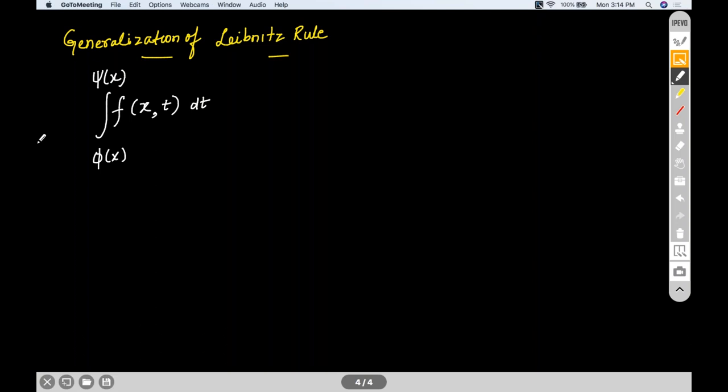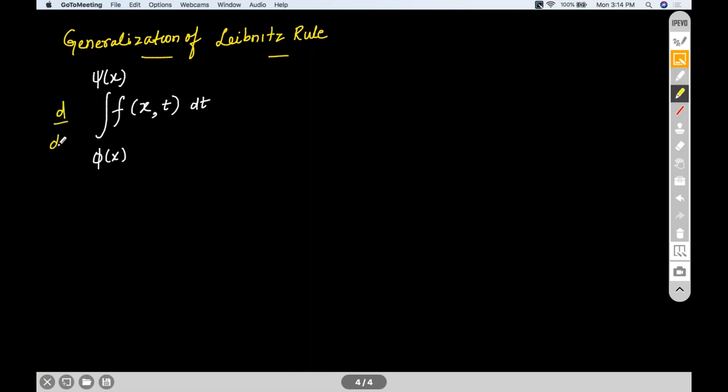Are you getting my point? Integration is happening with respect to t, not x. So while the process of integration is happening, x would behave like a constant, because it is being integrated with respect to t. So t is a variable here. But remember, your upper and lower limits are functions of x, phi x and psi x. That means after integrating, wherever you see the t, you have to put these functions of x in place of it. So overall, this integral would be a function of x.